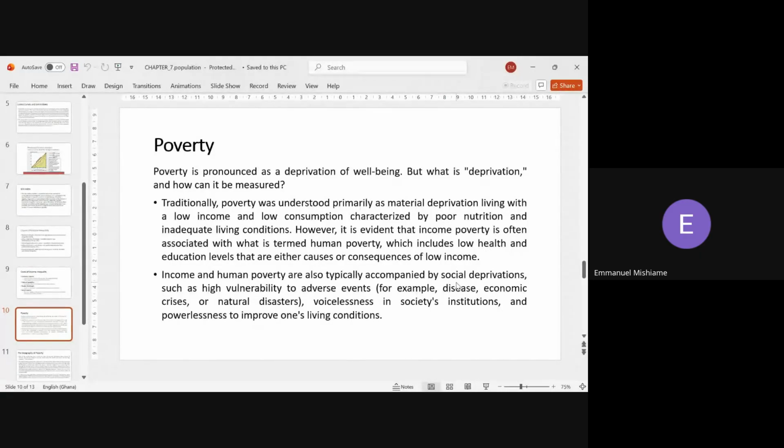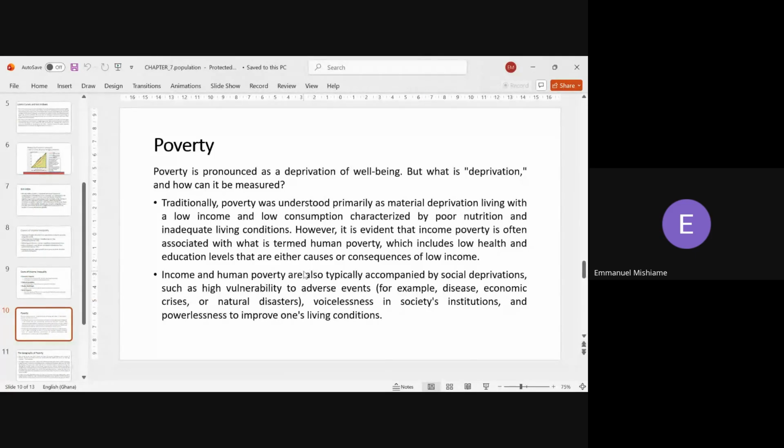Then we also have social deprivations, such as high vulnerability to adverse events like diseases, economic crisis, and natural disasters. For instance, when COVID happened, you saw what happened to Ghana. To an extent, Ghana was facing what? Poverty. We were poor, as compared to other countries for which certain things did not become a problem. For us, it revealed the loopholes in our country. It revealed where we are lacking.